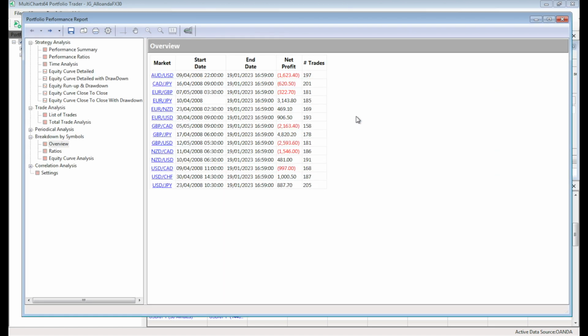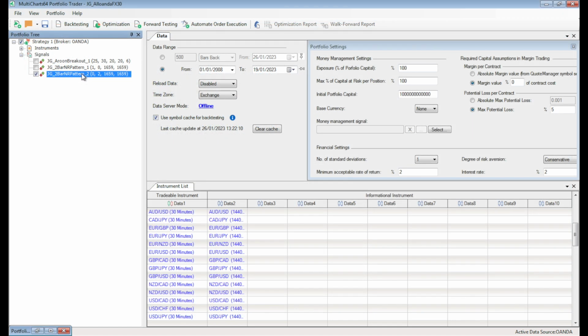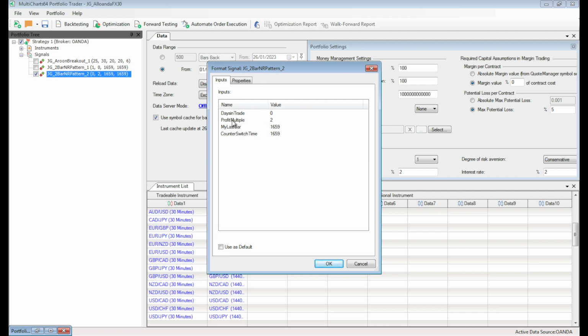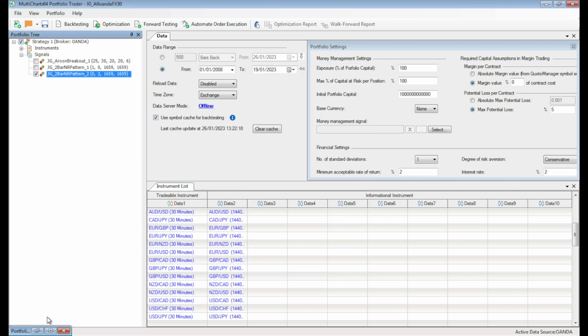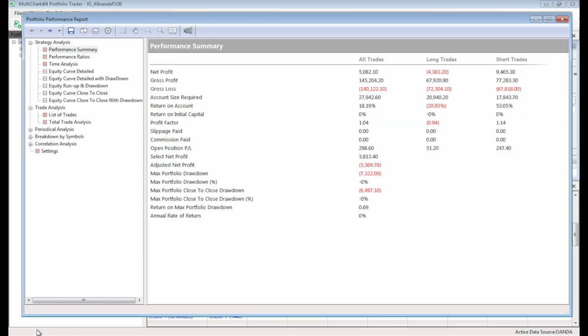So really, using the one-to-one reward to risk ratio, clearly the best one to be trading is pound yen. And the worst one, if you want to think about some sort of opposite rules, maybe look at pound dollar. Now let's look at the reward to risk ratio of 2-to-1, see if we can improve things. So you'll notice now that I've changed the input for the profit multiple. So now we've got a 2-to-1 reward to risk ratio. Let's see what the performance report looks like.